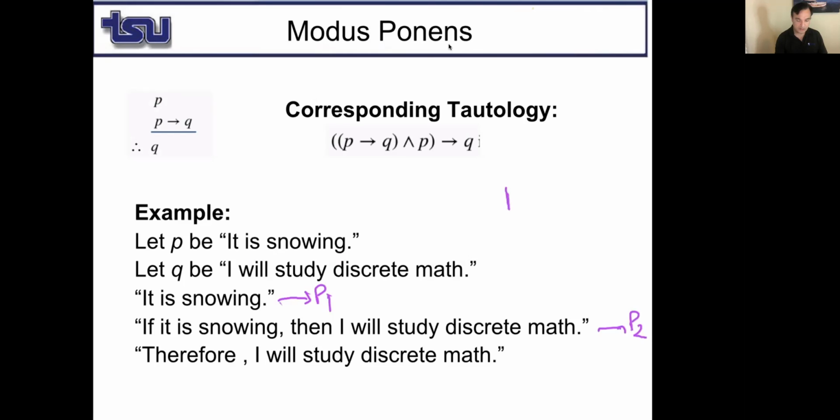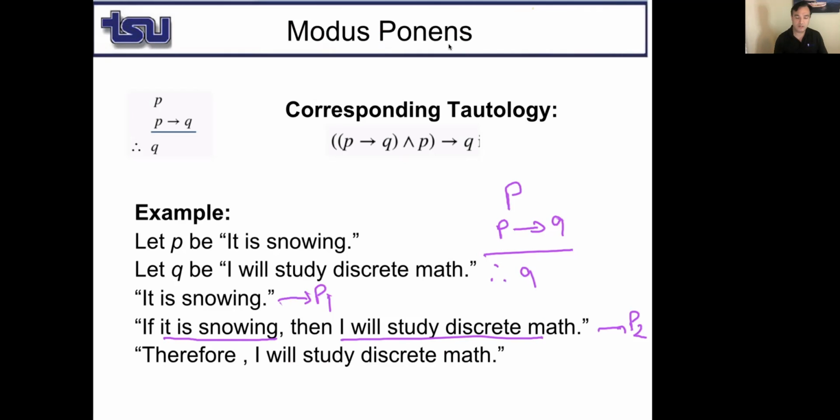It is snowing, P is true. Second one, if it is snowing, then I will study discrete math. P implies Q, and the conclusion must be what? Q. If it is snowing, and if it is snowing then I will study discrete math is a true statement, then Q must be true: I will study discrete math. This is modus ponens.